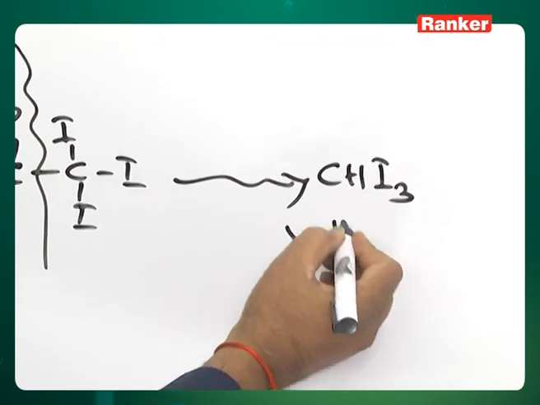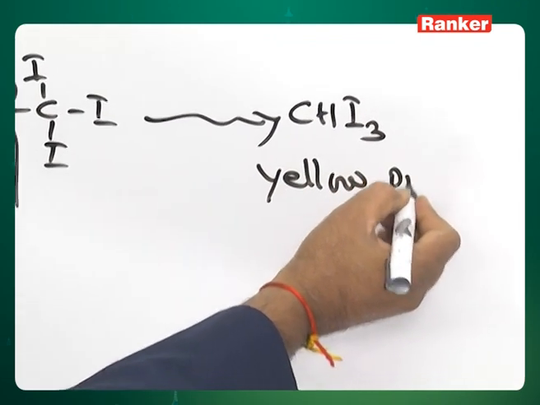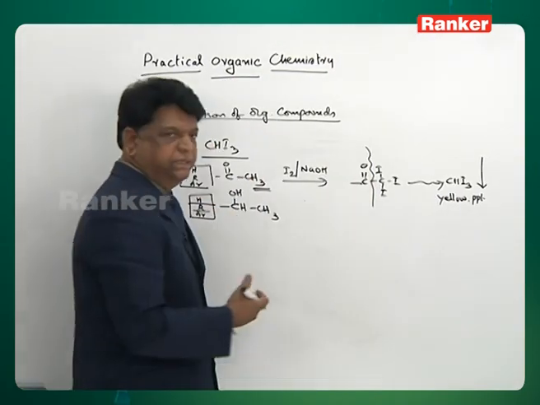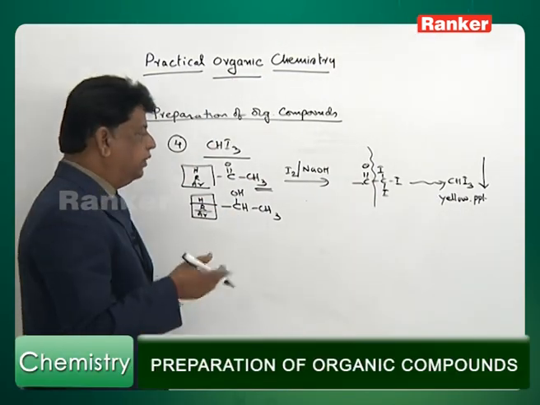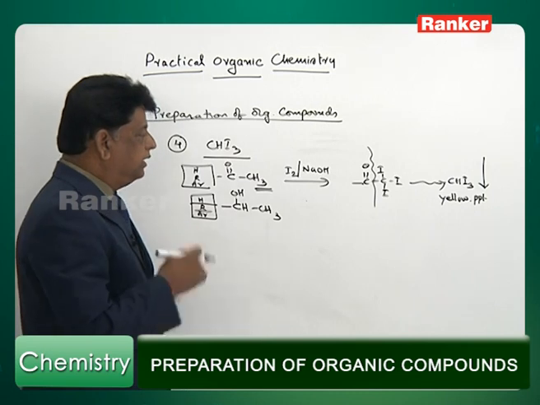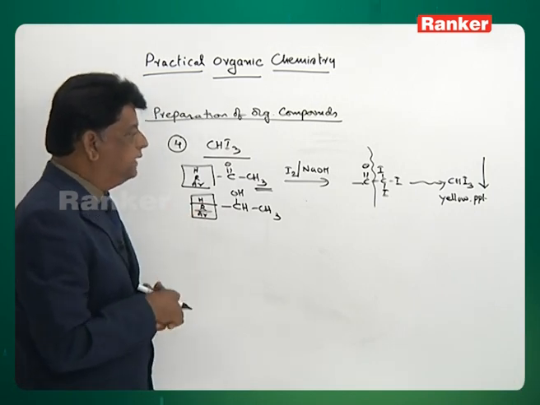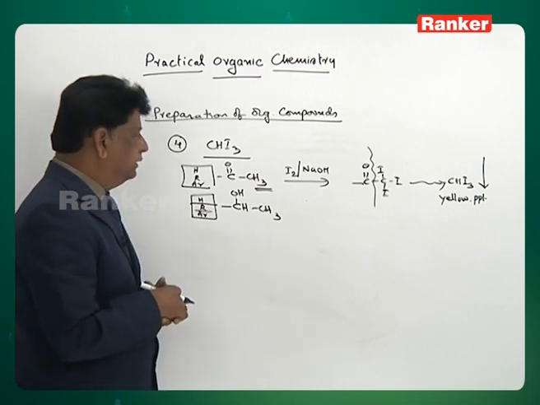CHI3 is a yellow color and it is a precipitate. Therefore, the moment you get this one, it gets precipitated, filter it and wash with the base and the water, then you will get the iodoform, the solid.